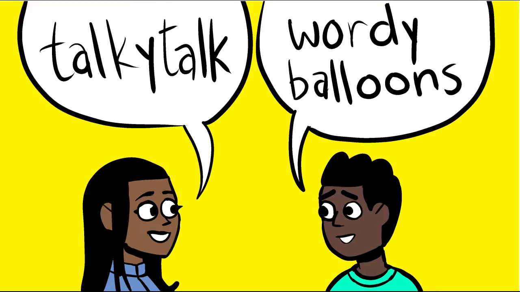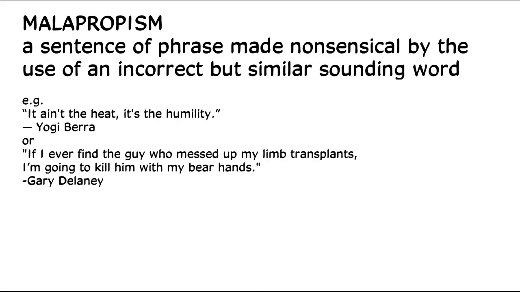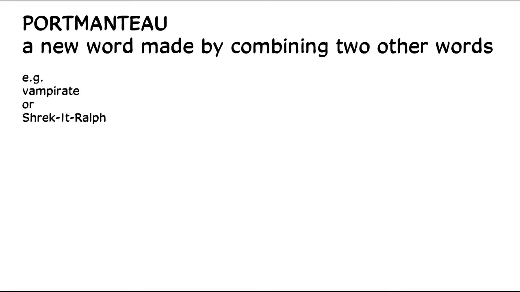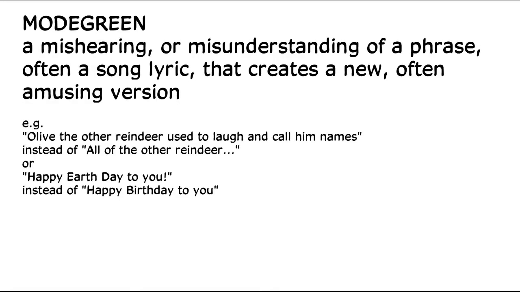Why do we have written lists? Because many jokes are based on wordplay, because humans talk and write a lot, and there are lots of ways to play with words, like puns, idioms, paraprosdokians, malapropisms, portmanteaus, oxymorons, and mondegreens. If that went by too fast, you can always pause or look them up yourself.